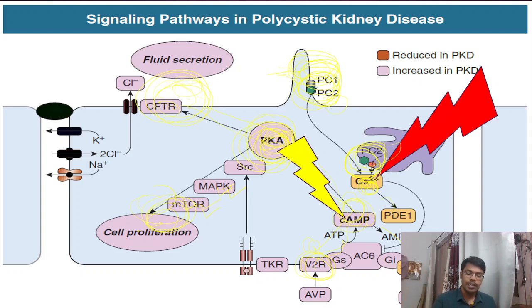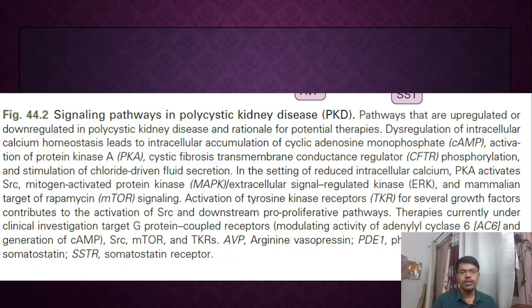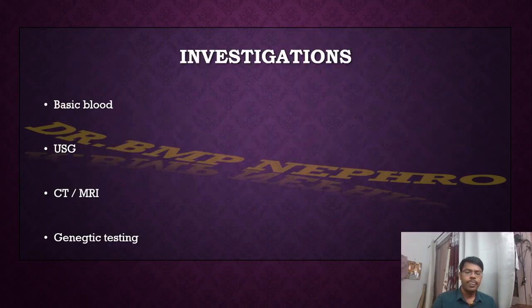So this is the important signaling pathway in polycystic kidney disease. This is the important pathophysiology also. Simple: low intracellular calcium leading to activation of protein kinase A. That's all. Don't get confused. So many letters. See, the cystic fibrosis transmembrane receptor is involved. Okay, that's all. Simple. Now coming to the investigation.